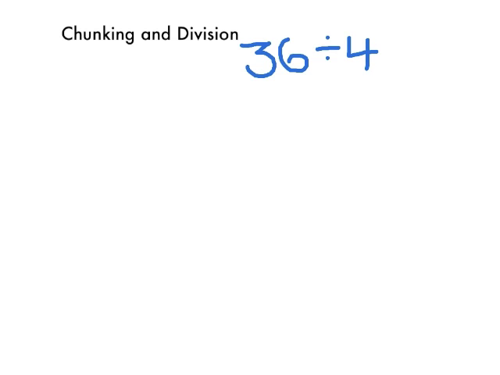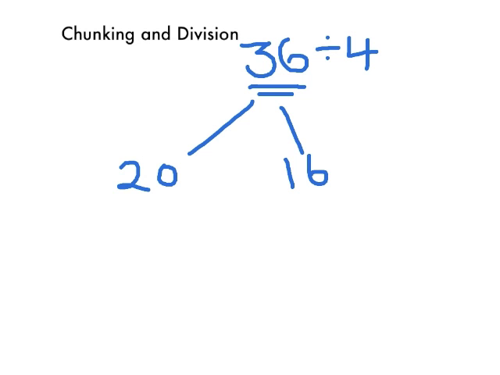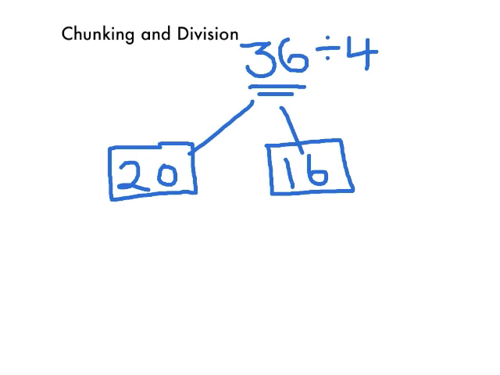it up. I can chunk this number here, 36, up into 2 or 3 different chunks and then divide them by 4. So in this case I know that 20 is divisible by 4 and 16 is divisible by 4. And 20 and 16 together equal 36. So I take this chunk, 20, and I take this chunk, 16, and then I divide them both by 4.